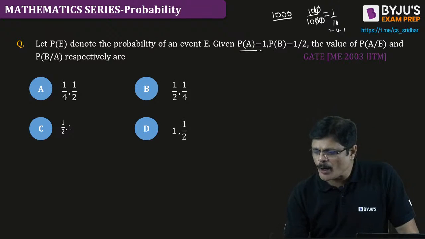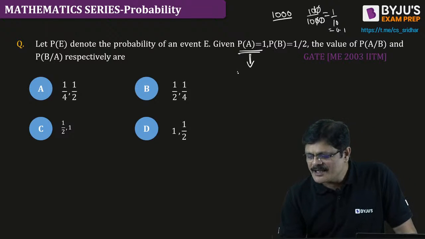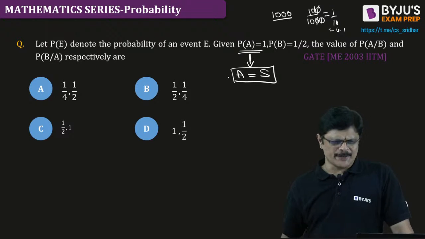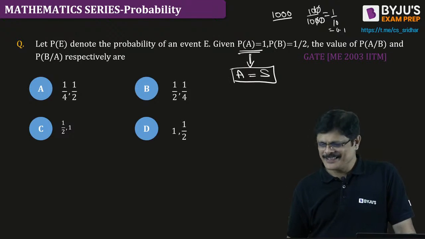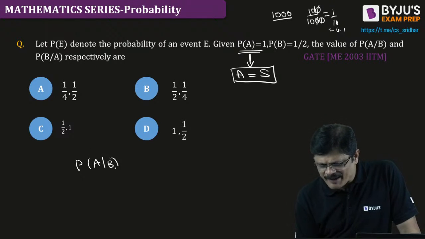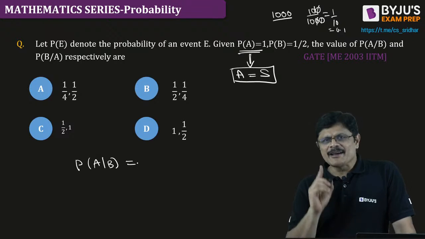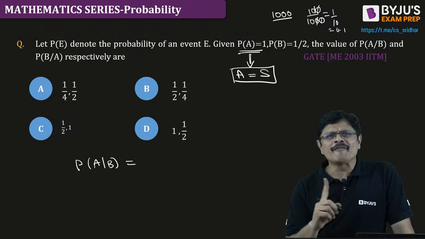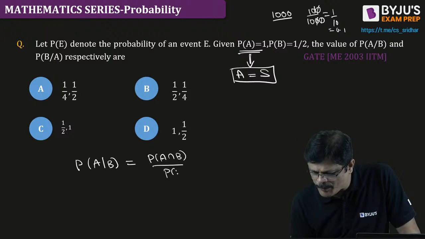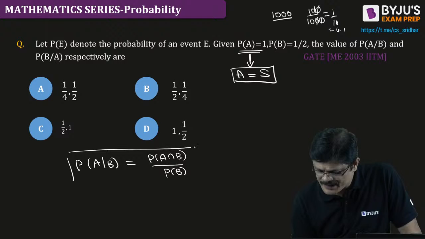See, my dear friend, here probability of A is 1 means A is the sample space. Those who understand this, it is a Lilliput question. Now, when he asks, what is probability of A given B? One should also know the formula for A given B. Probability of A given B is given by the formula probability of A intersection B by probability of B, my dear friends.